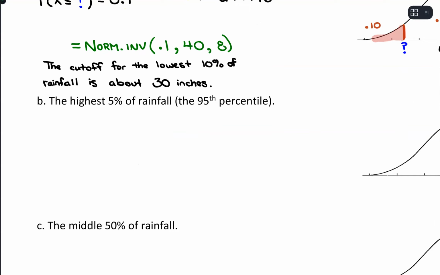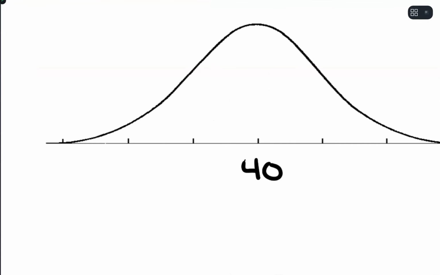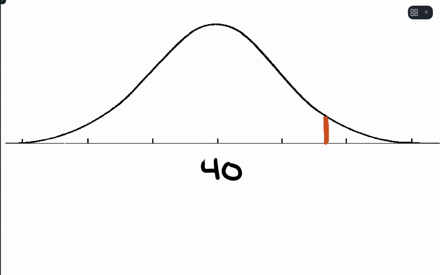So this next one, they're saying the highest 5% of rainfall, which would be the equivalent of the 95th percentile. So highest 5%, we're visualizing this 5% to the right-hand side. So we're going to have this teeny tiny area to the right, and then this great big area of 95% to the left-hand side. So on my picture, 40's in the middle. I'm just going to go out to the right-hand side and draw a line so that it looks like about 5% to the right, so that's 0.05, and then to the left is 0.95.